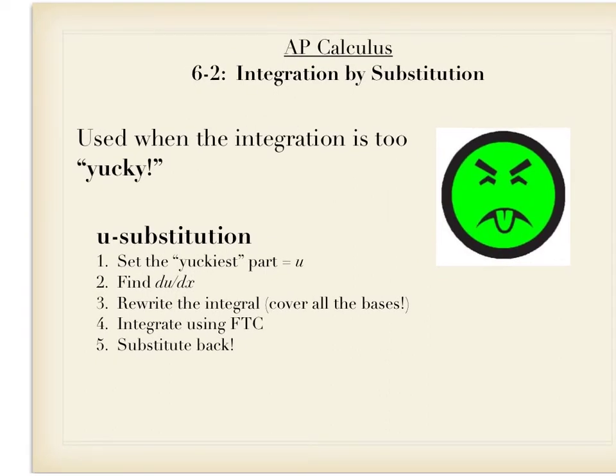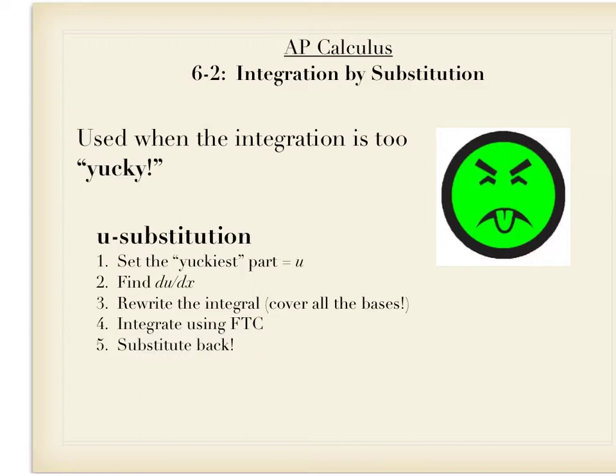Set the yuckiest part equal to u, and u is just any kind of variable, but that's usually what we use. Then we want to try to find that derivative, du over dx. Then we rewrite the integral with u's in it, and we make sure to cover all the bases. I'll show you what that means. Then we integrate it because now it should be a little bit easier. And lastly, then we substitute back to get my final answer.